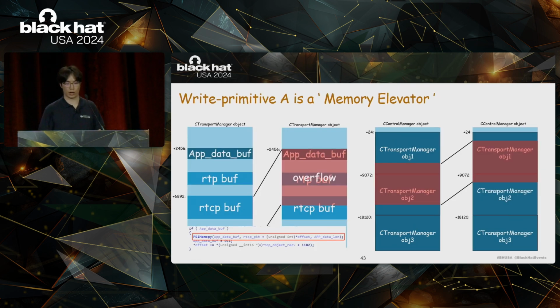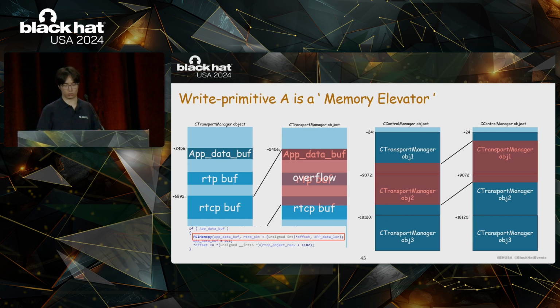And luckily, we still have the write primitive A. Its original purpose is to copy data starting from the RTCP buffer to the APP data buffer. In other words, it lets data from the RTCP packet move forward, like a memory elevator, and we can control the copy length from 0 to hex FF.